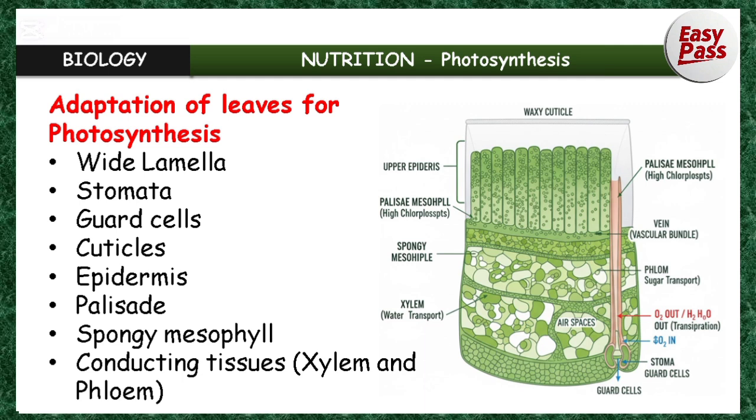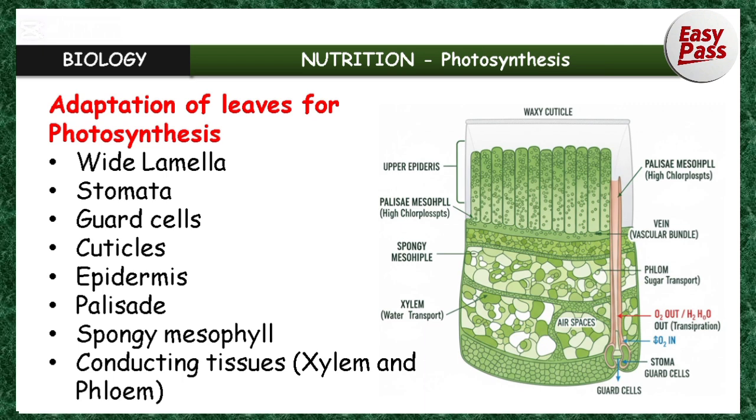Then the seventh one, we have the spongy mesophyll. The spongy mesophyll are also rich in chloroplasts, but not as rich as the palisade mesophyll, and they also help in capturing light energy for the process of photosynthesis. Other things that we have in the leaf are conducting tissues like xylem and phloem.